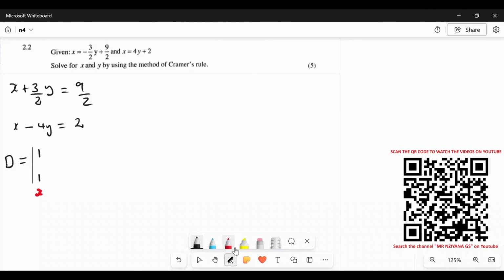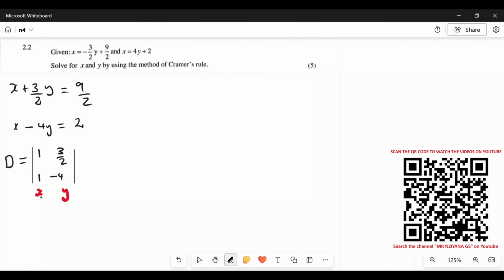And then let's look at the second column. The second column represents the y coefficient. The coefficient of y in the first equation is 3 over 2. There we go. Then in the second equation, the coefficient of y is negative 4, right? And that's it. I hope you guys can see this and understand.